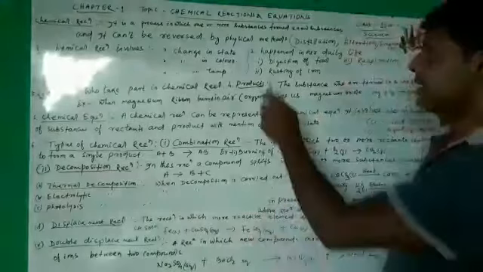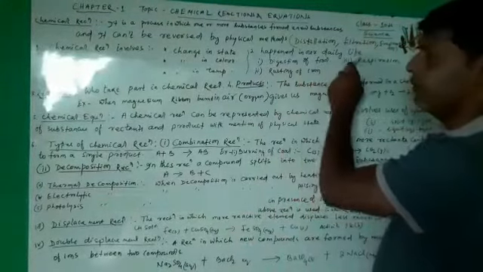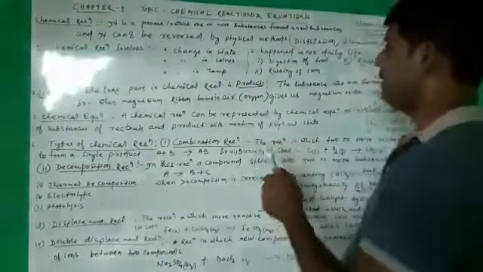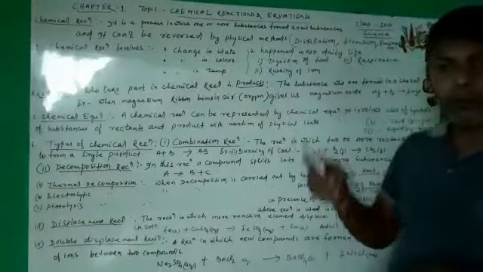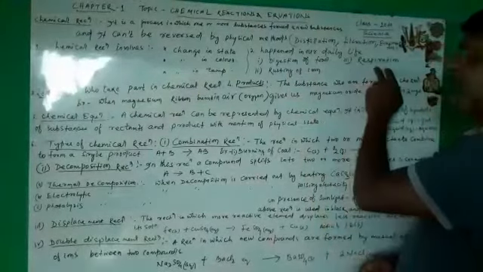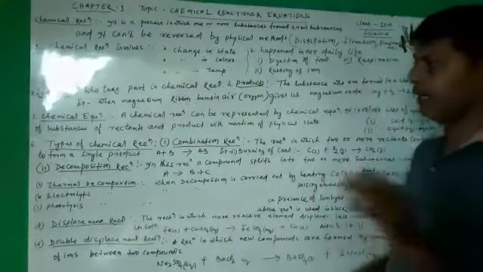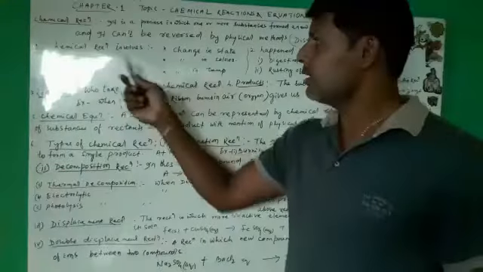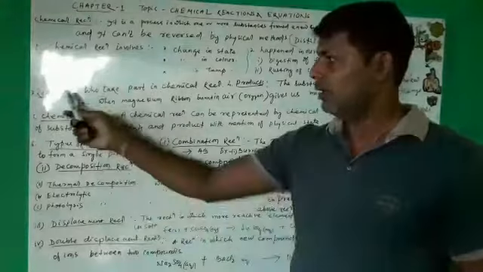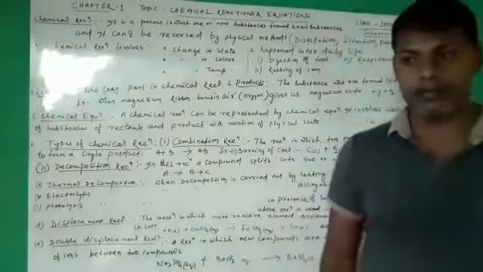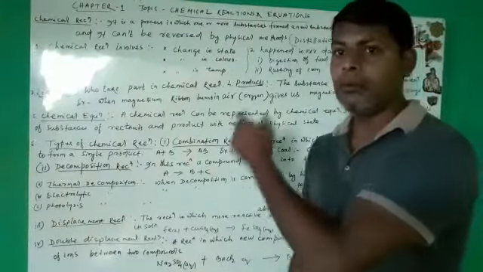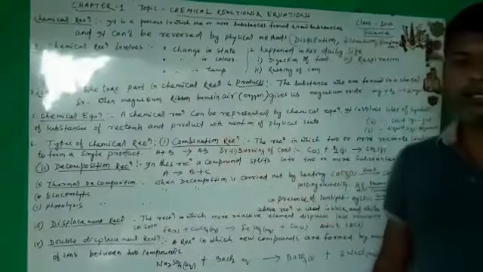Second, chemical reactions happen in our daily life, like the digestion of our food, the rusting of iron, and respiration. In these chemical reactions, there are two parts: one is reactants, another is products. Reactants are written on the left side and products on the right side.